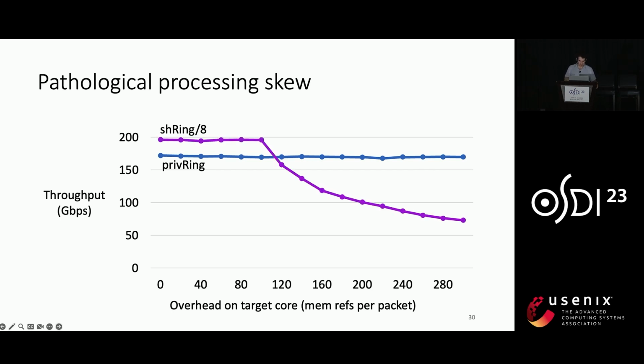In contrast, ShRing achieves line rate when the overhead on the target core is low, but when load on the target core exceeds 100 memory accesses per packet, ShRing performance starts dropping. This happens because the slow target core prevents other cores from making progress. Dynamic ShRing solves this problem by identifying the persistently slow core and switching to private rings.